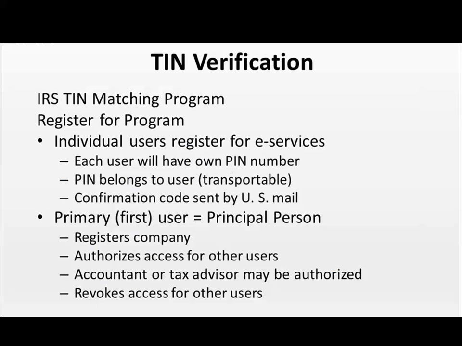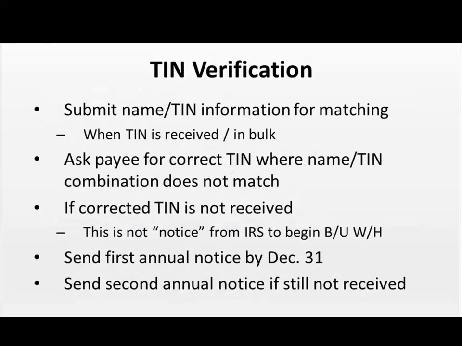The accountant or tax advisor may be authorized to be a user, and the principal person also revokes access for other users. And they would want to do that. If you changed accountants, for example, take your accountant off. If an employee leaves your employ, you want to take that employee off your access. If they change departments and don't need access anymore, you take them off. You submit the name or TIN information for matching as it comes in on an as-needed basis, or in bulk. You can save them up and send them all in at once.